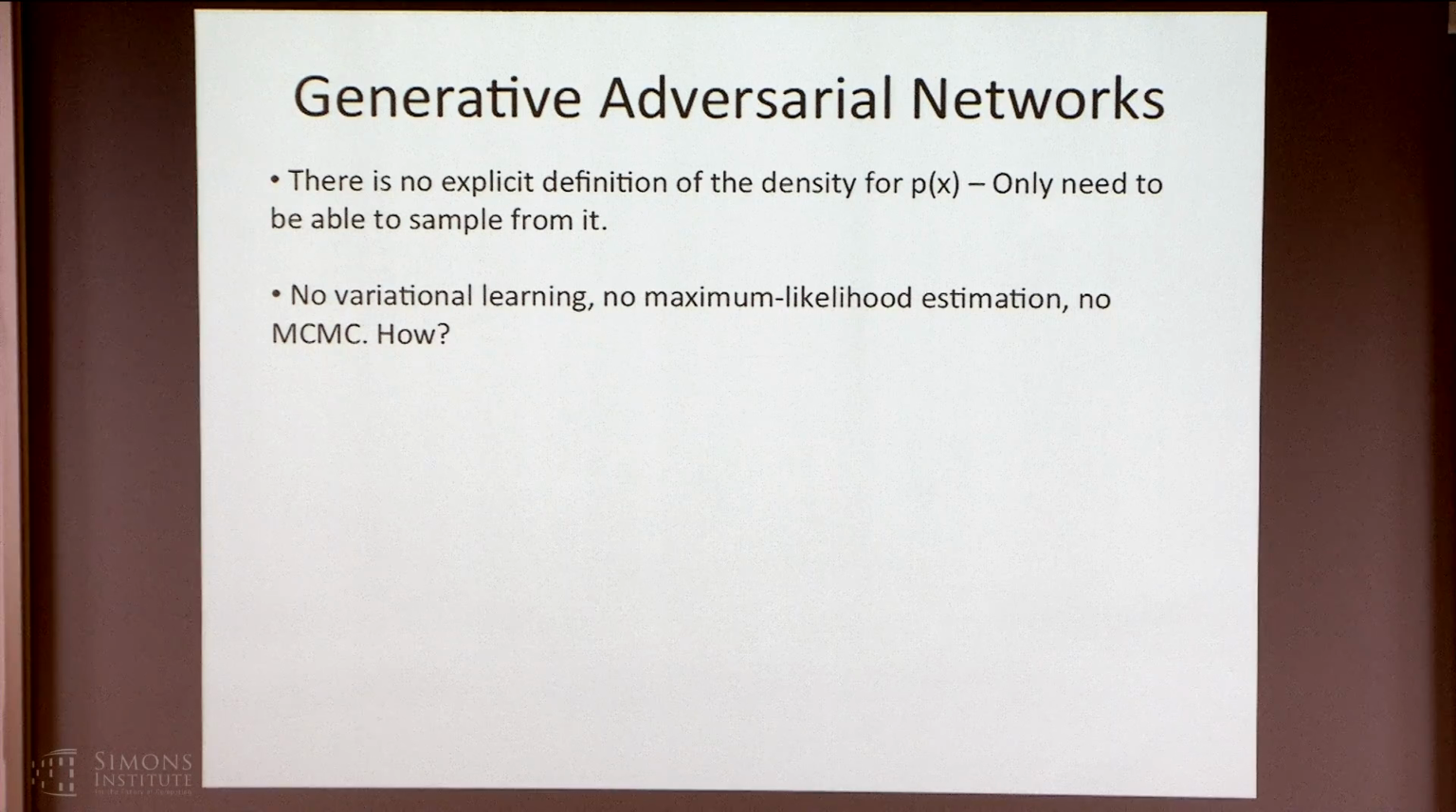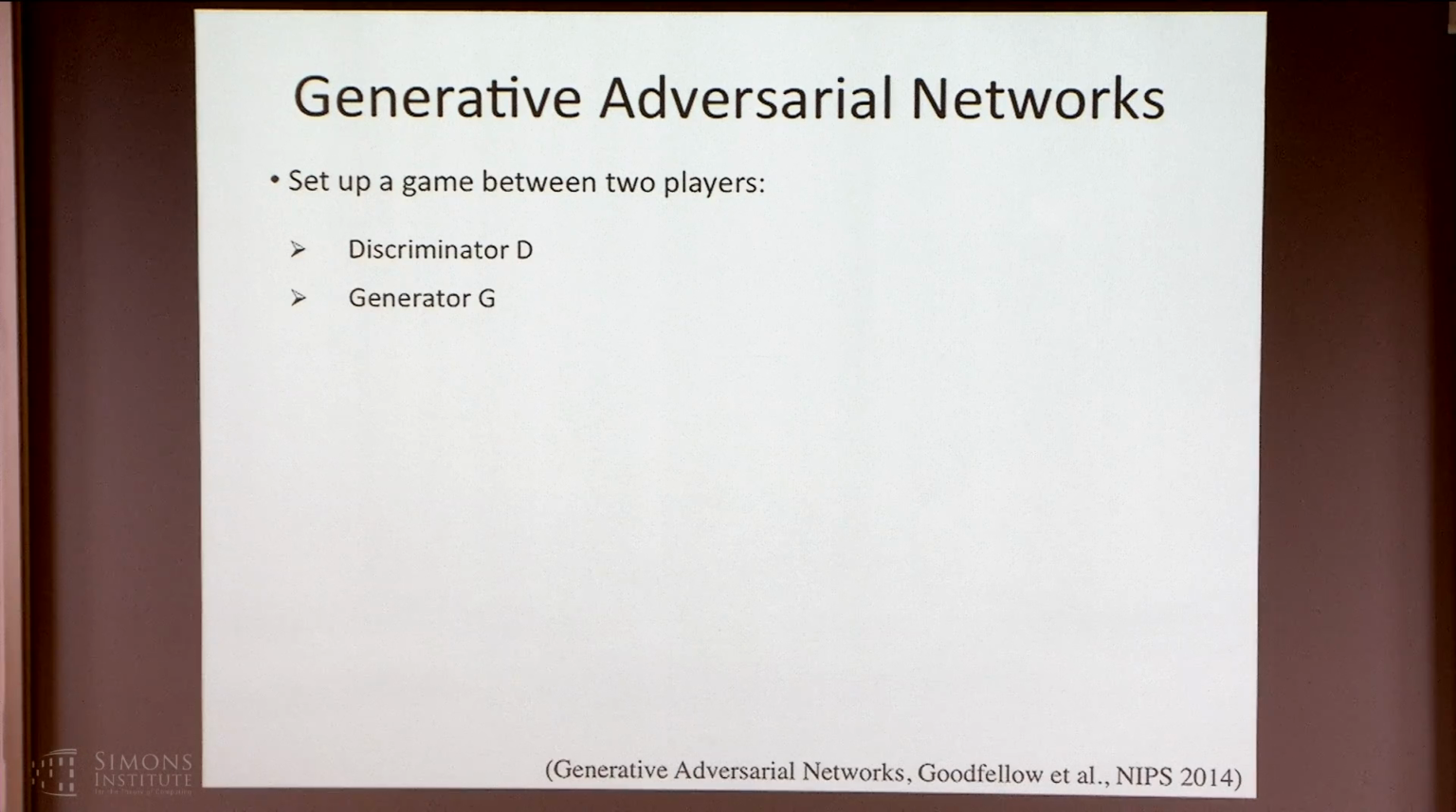So in generative adversarial networks, there is not really an explicit definition of the density for P of x. You only need to be able to sample from it. And what's interesting in these kinds of models is there is no variational learning, there's no maximum likelihood estimation, there's no Markov chain Monte Carlo, so what's happening here? The way you can do learning in these models is by playing a game. Some of you who've seen these kinds of models, they're becoming very popular because they actually work remarkably well, surprisingly well.